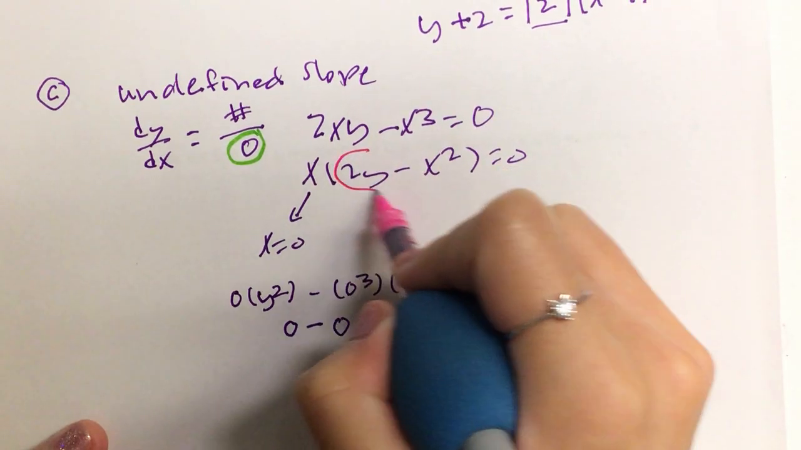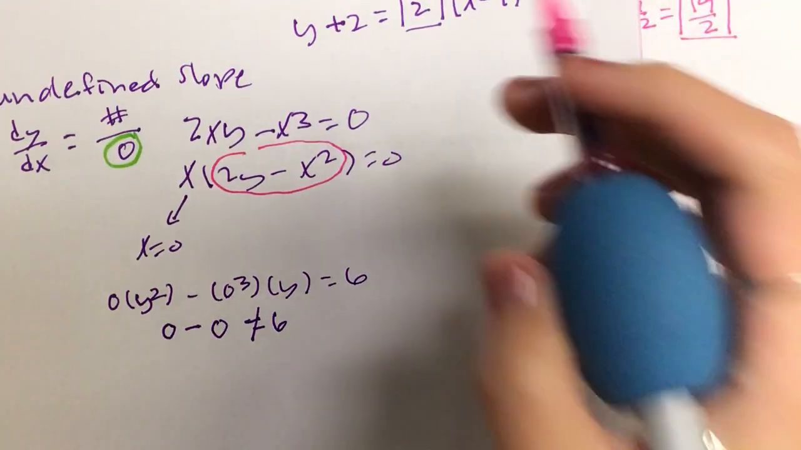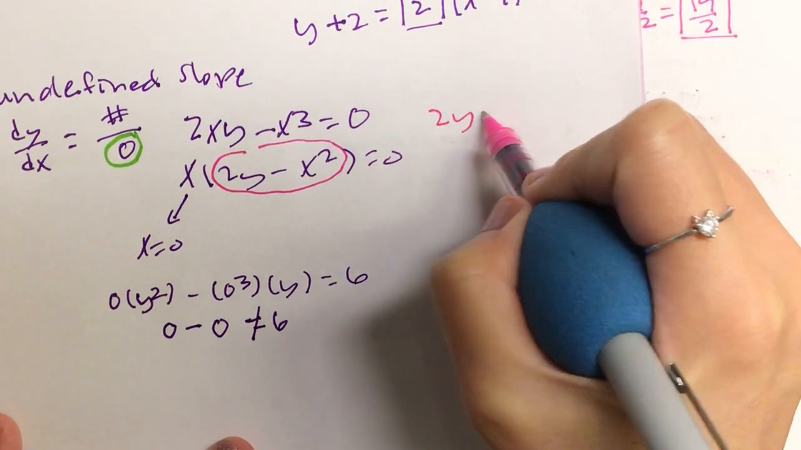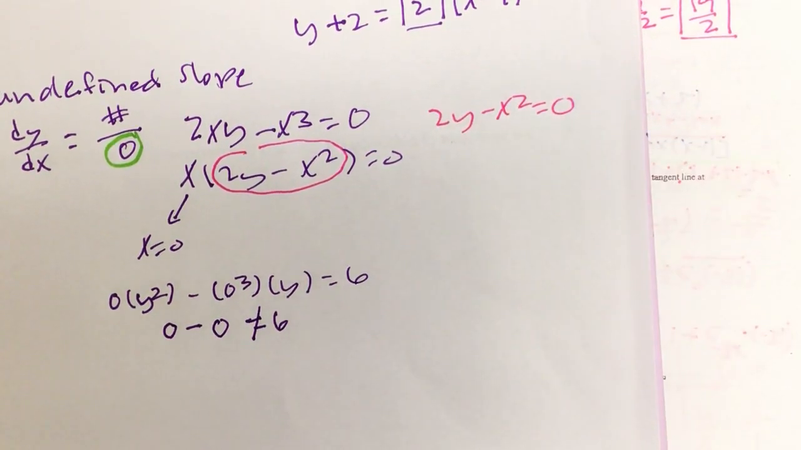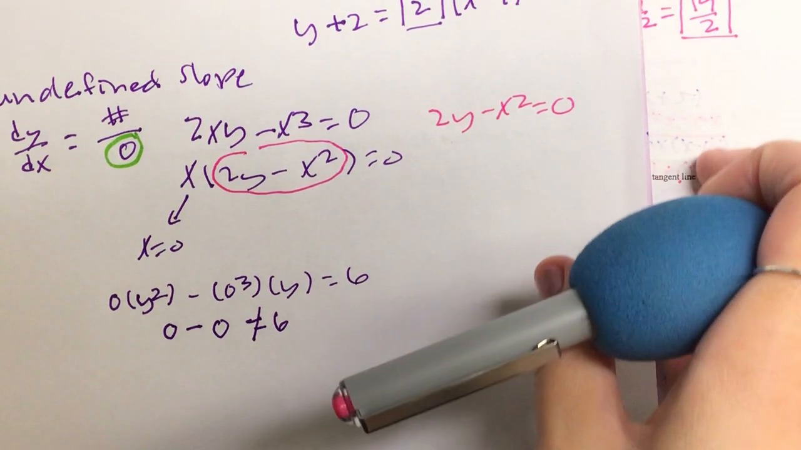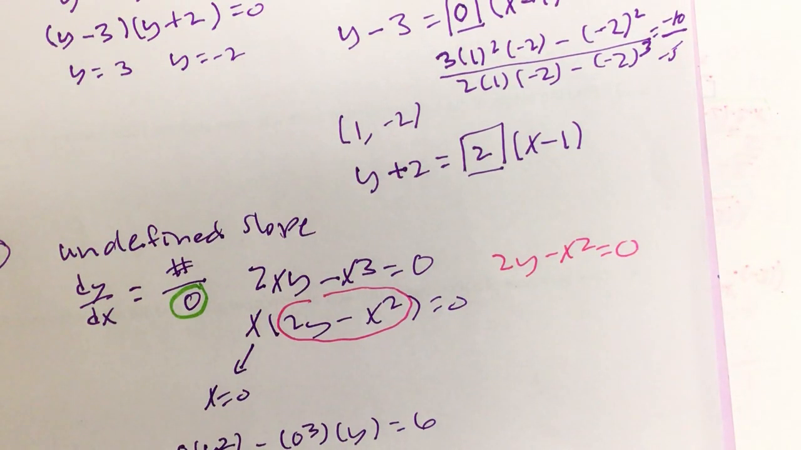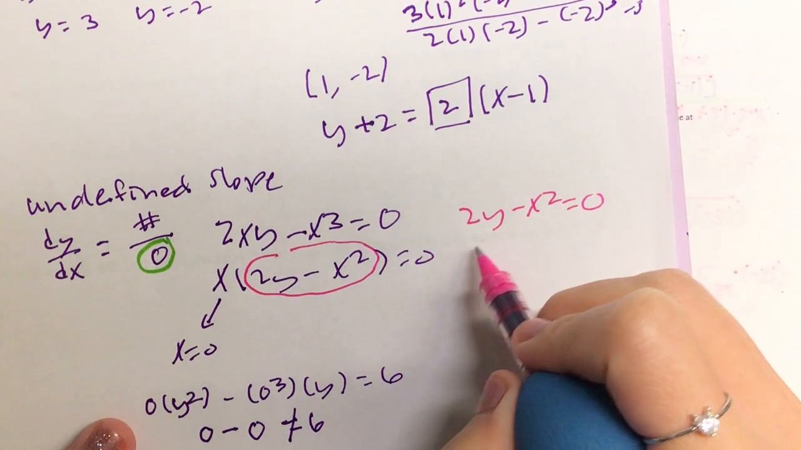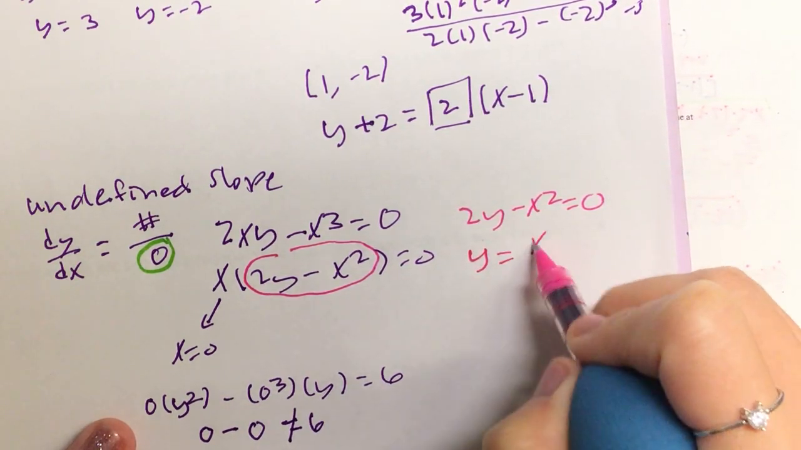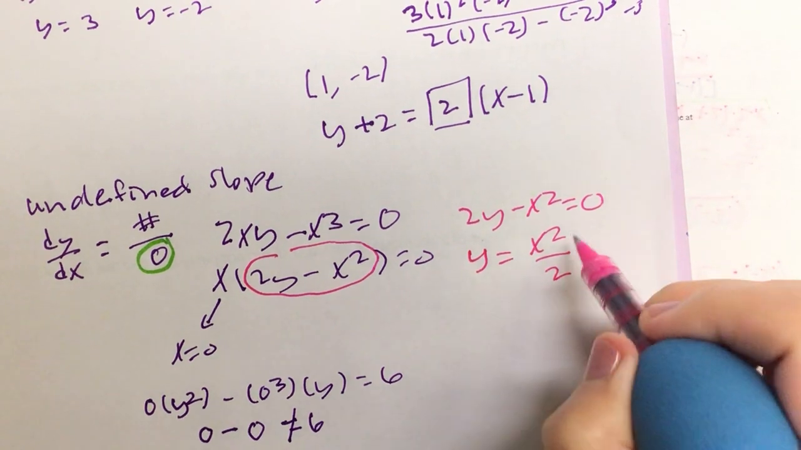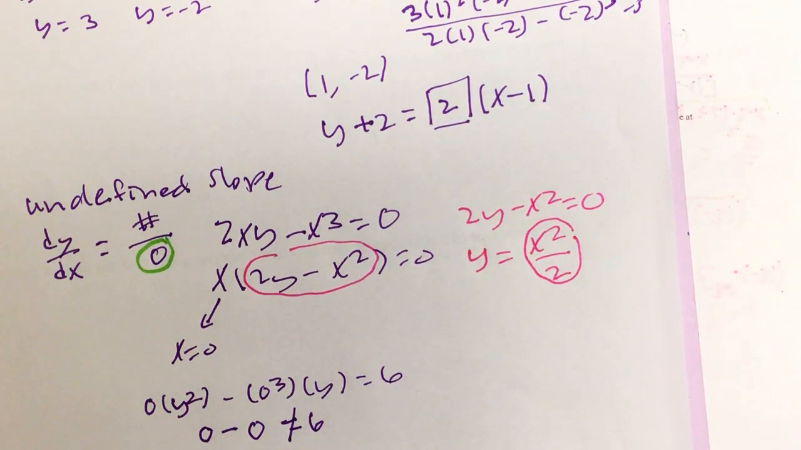So here's our main focus right here. Let's set that equal to 0. 2y minus x squared is equal to 0. Okay, does your gut tell you to solve for x or y? Let's kind of go back to the question. The question says, find the x coordinate. If I'm finding the x coordinate, I want it in terms of x, meaning I want to solve for y. So for this one, that would be y is equal to x squared over 2. This is what I'm going to plug into the original equation.